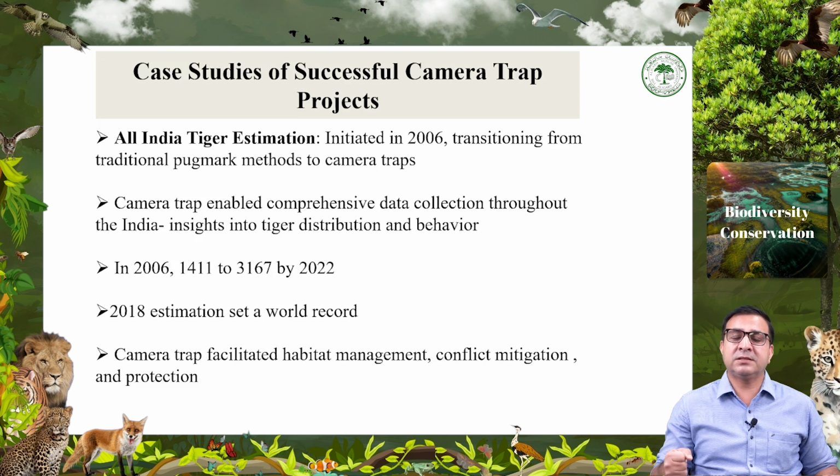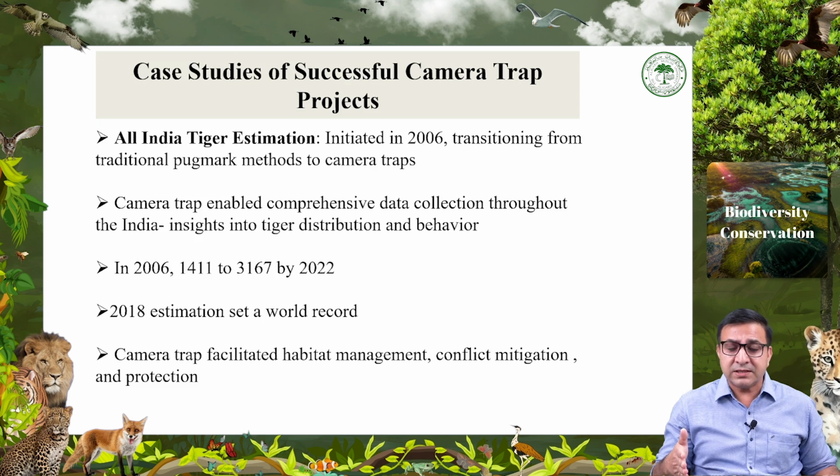This deployment of camera traps helps us know the exact number of tigers, and also their distribution and behavior. By this deployment of camera traps, we are also able to gather a large amount of data on other species as well. In 2006, an estimated 1,411 tigers were recorded, and by the last census of 2022, this number had increased to 3,167. All this we can find out with the help of camera trap studies.